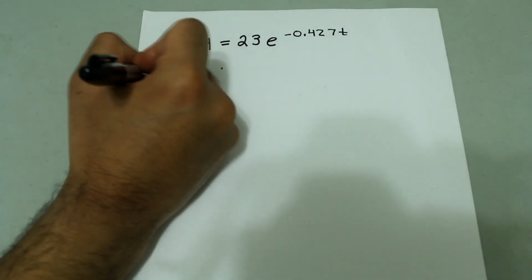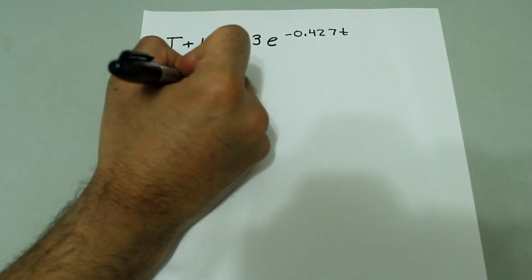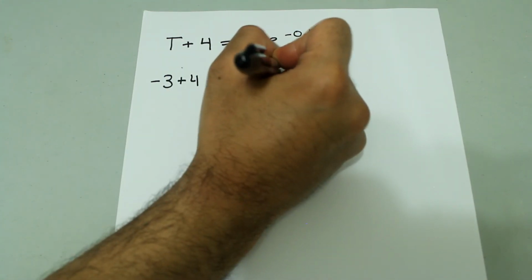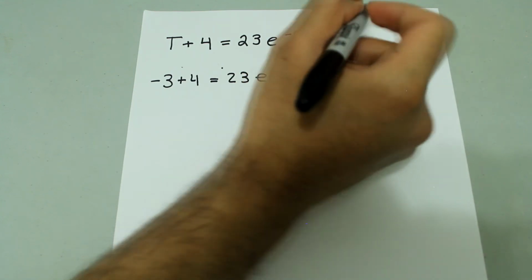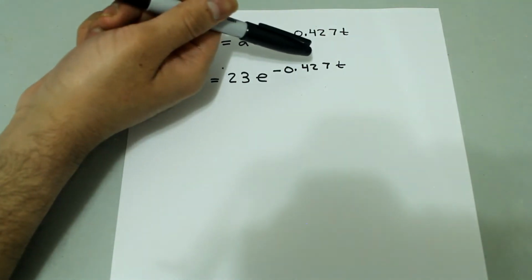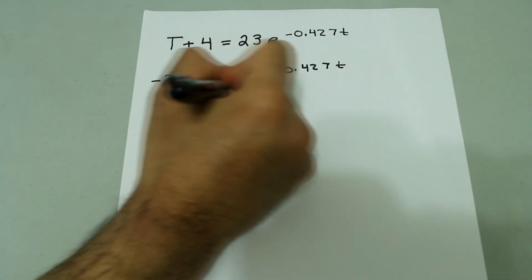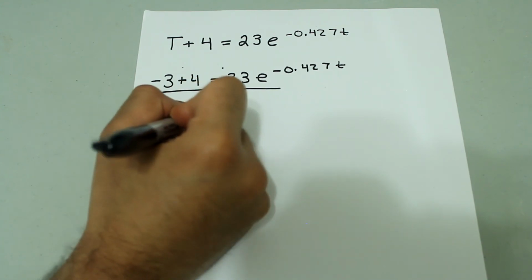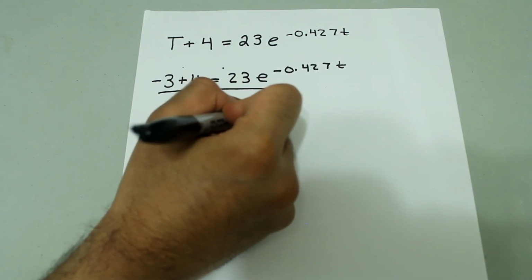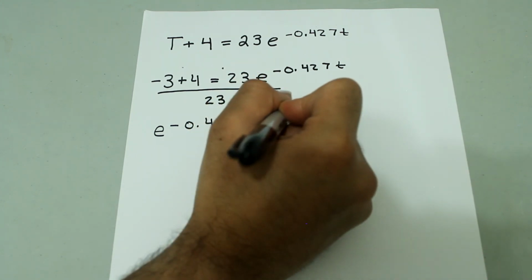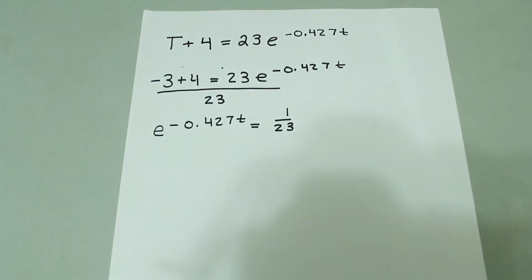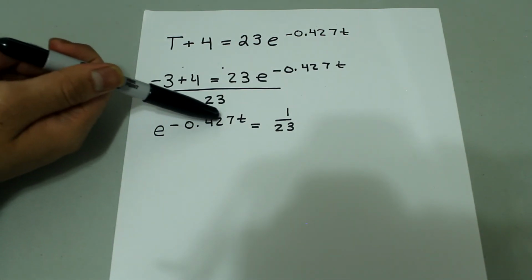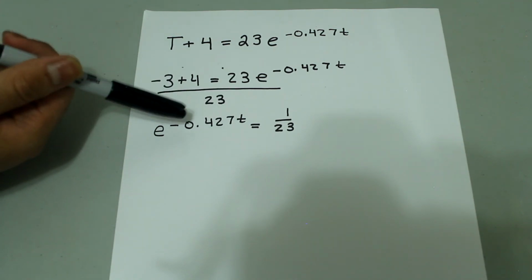So we know big T is negative 3 degrees Celsius. So negative 3 plus 4 is equal to 23 e to the negative 0.427 t. We want to isolate for this t, so we're going to divide both sides by 23, and we'll get e to the negative 0.427 t equals 1 over 23. And since we have e raised to the negative 0.427 t, to get t by itself, we need to take the natural log of both sides.